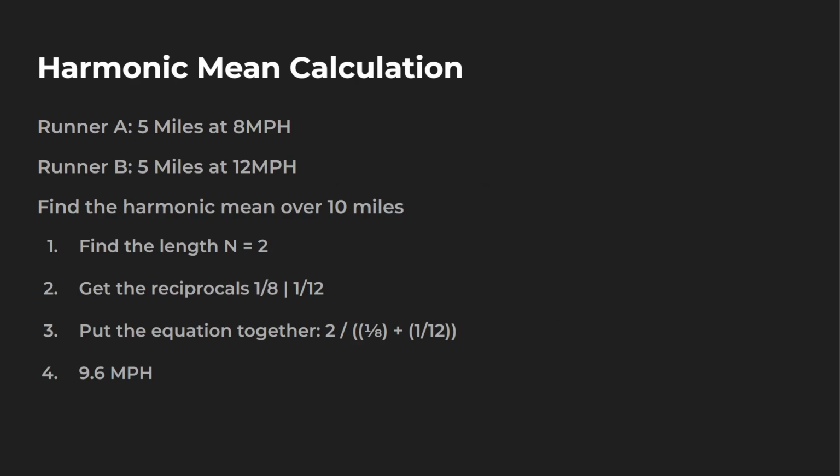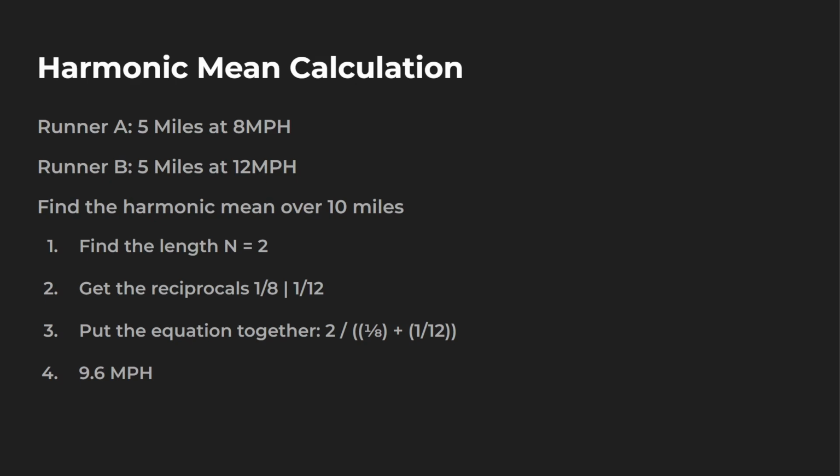And I love my running examples. So let's say we have two runners. They both run 5 miles. Pretty easy run overall. One runs at an 8 mile per hour pace, while the other one runs at 12 miles an hour, right? So what we're going to do is find the harmonic mean over those 10 miles between the two runners.